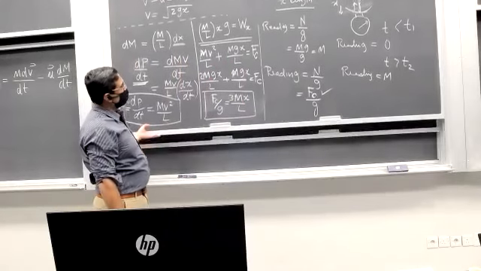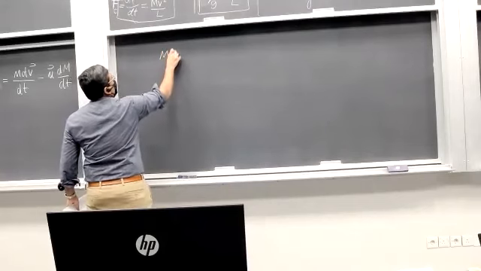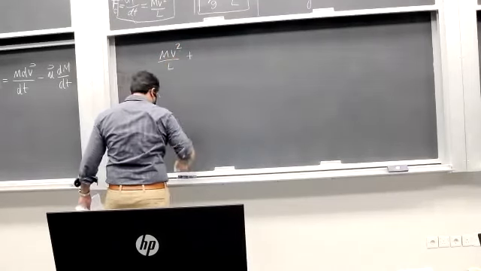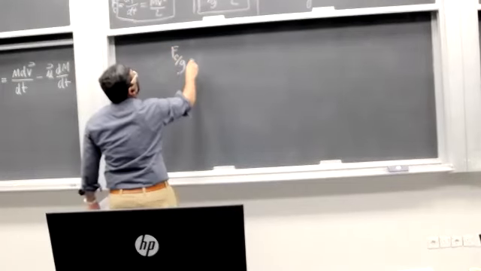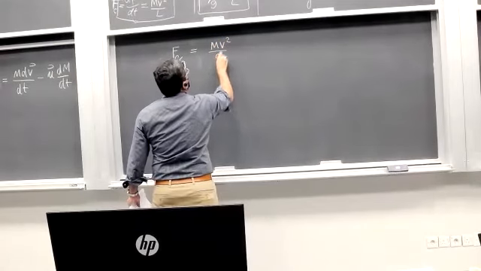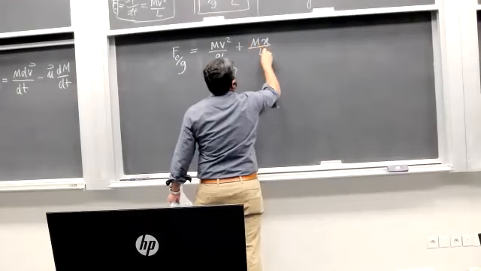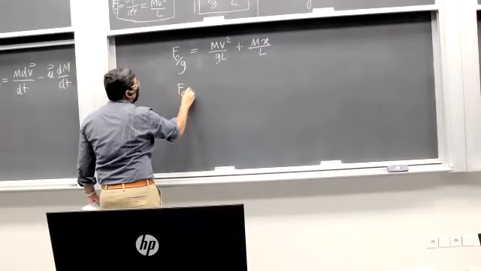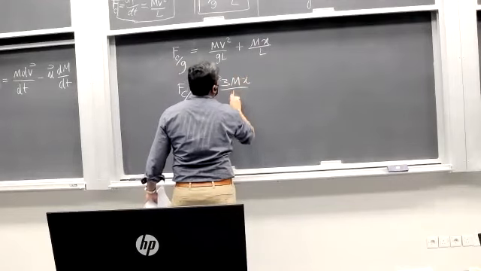Okay, now let's look at this equation. So let me just rewrite: mv squared over L, plus mx over L, and also a simplified version of this, C over G is equal to 3m x over L. Okay.